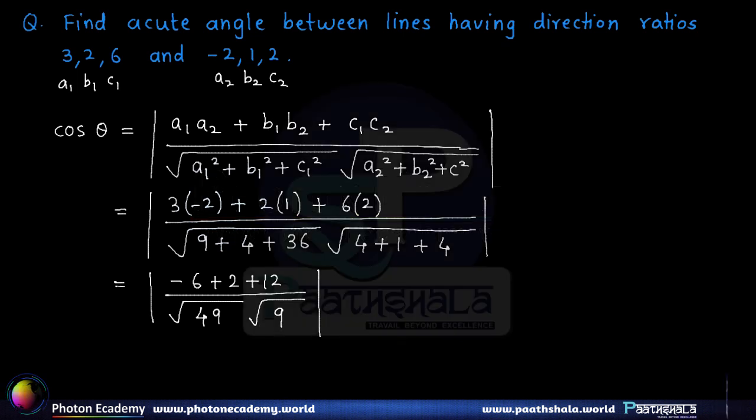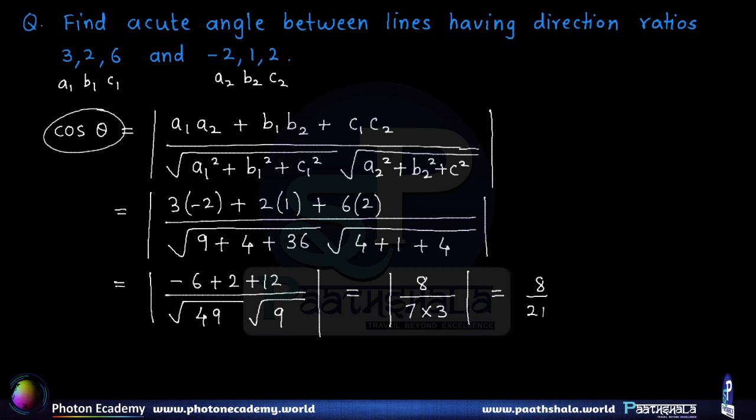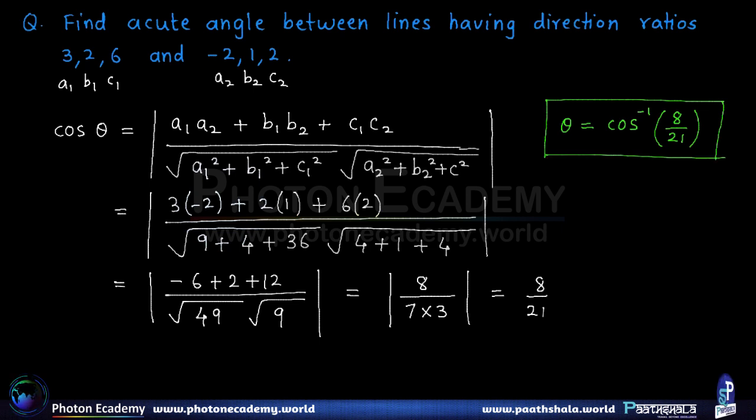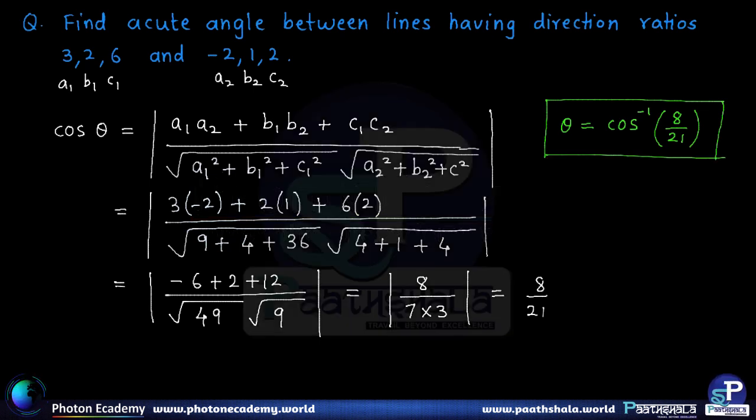So that is further equal to 8 divided by 7 into 3, which turns out to be 8 upon 21. So the value of cos theta is 8 upon 21. Therefore we write the final answer, theta, as nothing but cos inverse of 8 upon 21. That's the angle between the two given lines. Let's go ahead to the next sum.